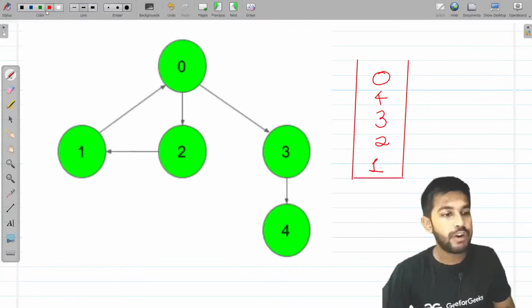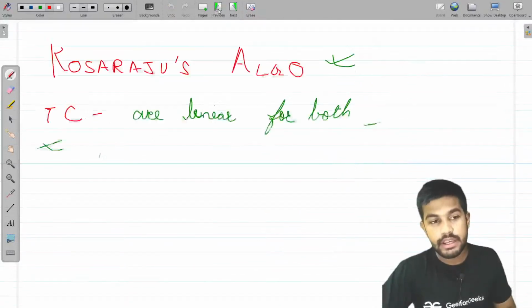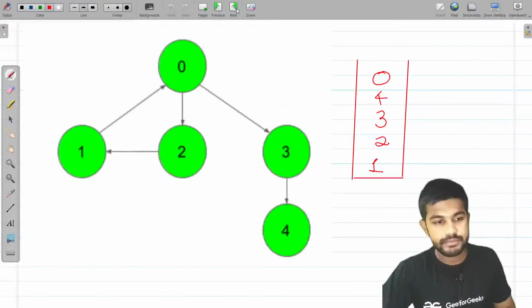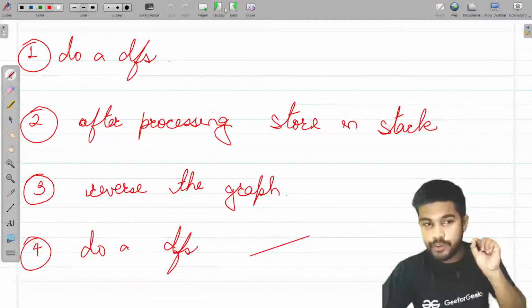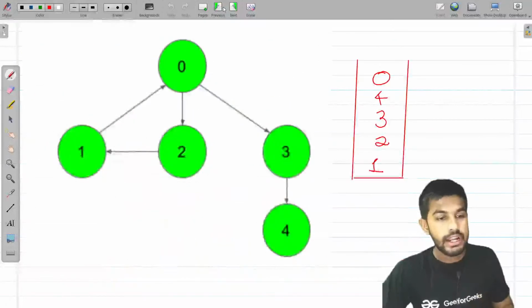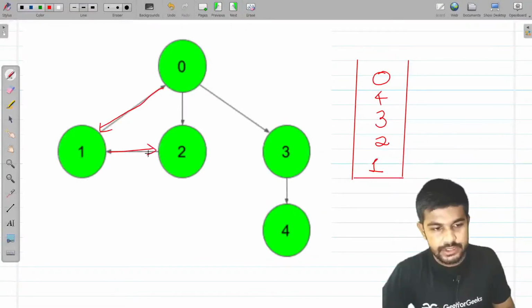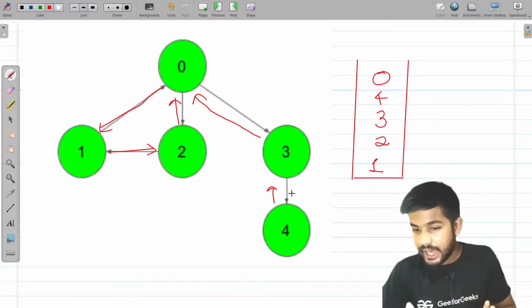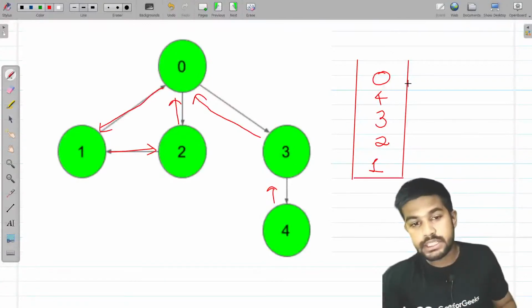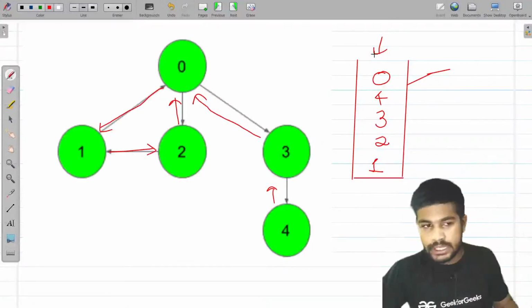Now what we would be doing is reversing the graph, reversing the links in the graph. I told you, after putting the source in the stack, we would be reversing the graph itself. Now we would be reversing the links. Just reverse it. Now we have reversed it. Now we would start from the stack itself. At first we would make the source as 0. Then we would do a DFS.